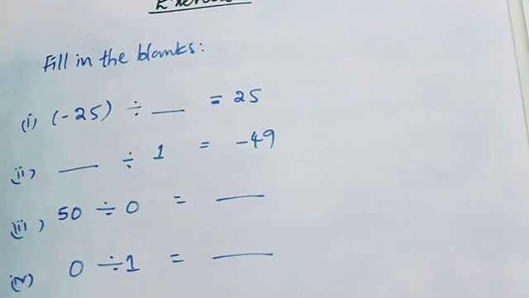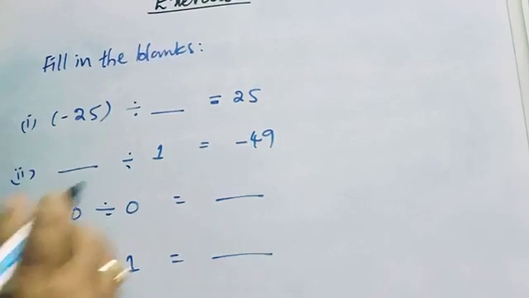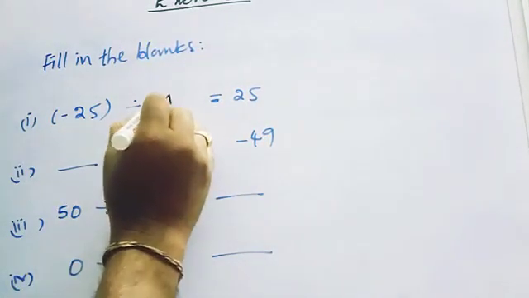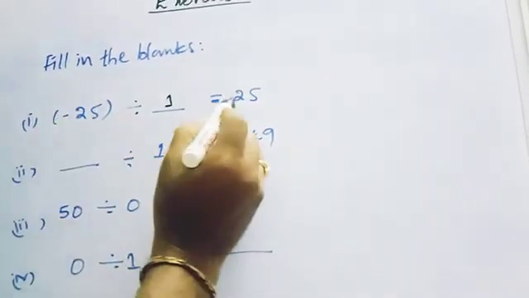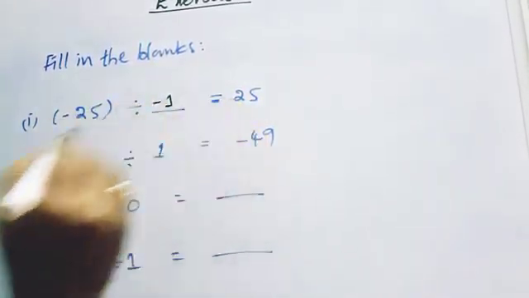Next we will go with problems in exercise 6. Here in exercise 6 we have only fill in the blanks, that is 4 fill in the blanks. The first one is minus 25 divided by fill in the blank, which gives 25. So here 25 is there, so if you are dividing 25 with 1 you will get the same answer, but here positive there, here negative there, so you should take negative. So minus into minus will become plus.